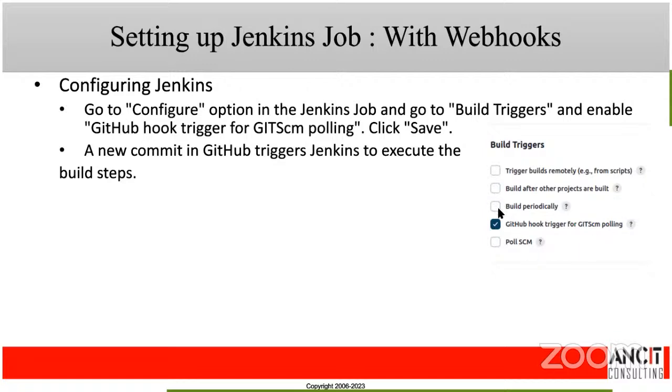And like I said, without webhooks, you have this option called build periodically, where you can mention the time, or every 5 minutes, every 10 minutes, you can ask Jenkins to run a job. Okay, so now once you have this option enabled over here in your Jenkins, every time a GitHub commit occurs, it will be triggered.